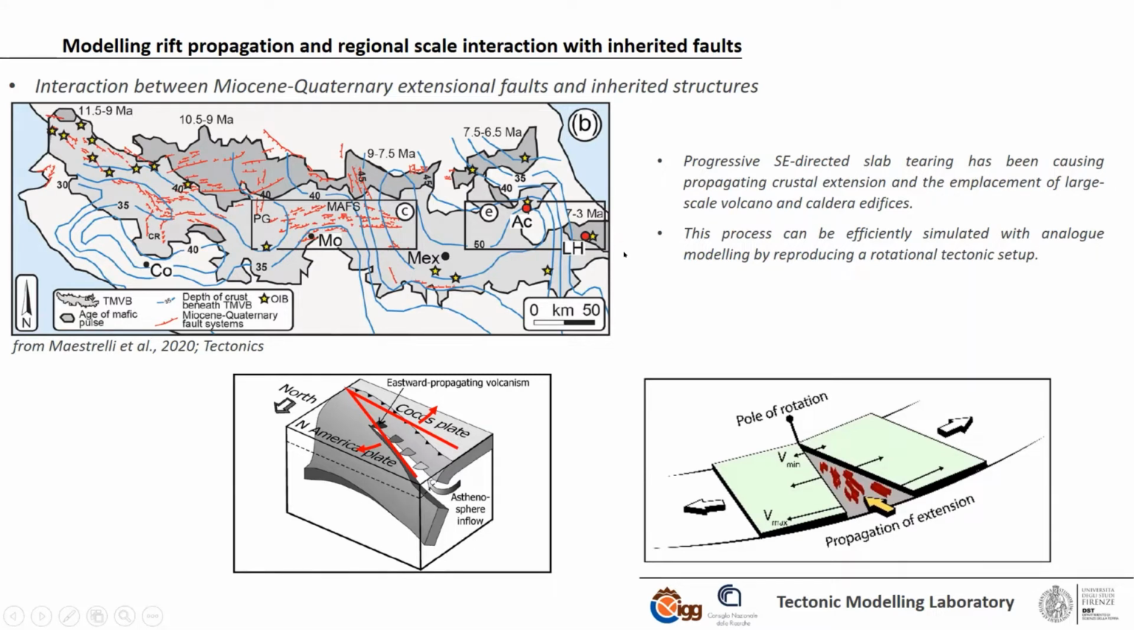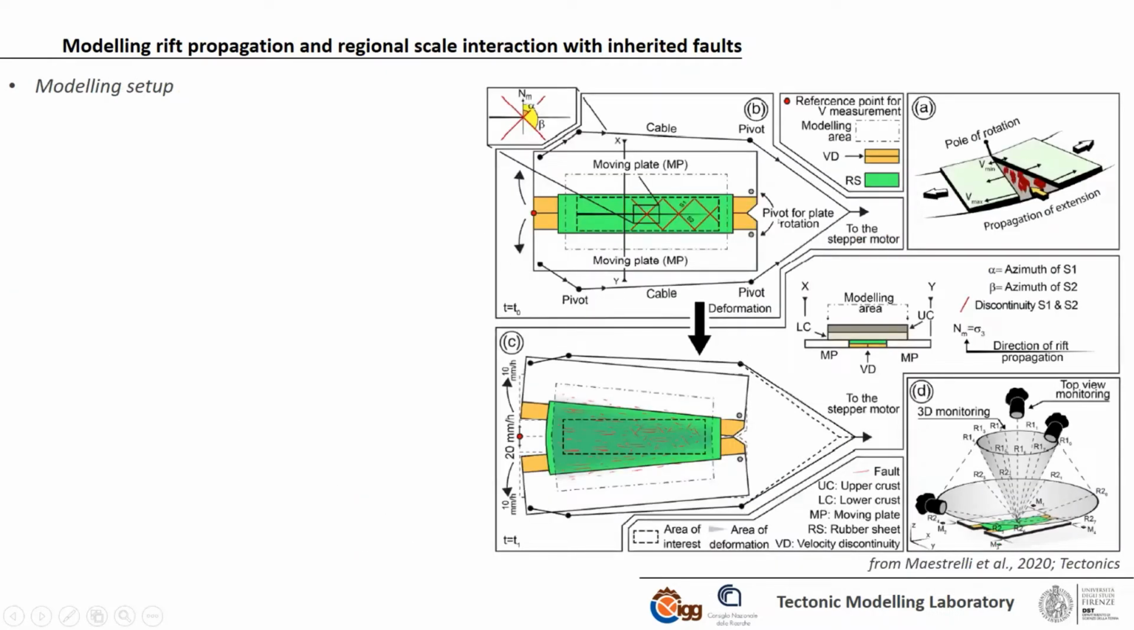This geological setting can be well reproduced in the lab with analog models by implementing a rotational tectonic setup. With a setup like that, we can simulate this rift propagation. We have two moving plates that are hinged with pivots. These are the poles of rotation, and the plates are moved apart so that the rift and the extension can propagate toward the poles of rotation.